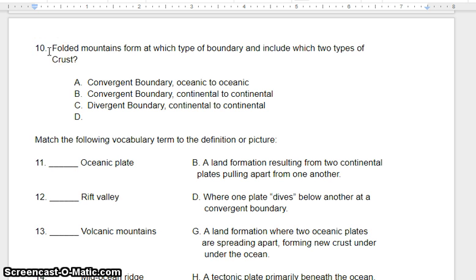Number 10. Folded mountains form at which type of boundary and include which two types of crust? A, convergent boundary, oceanic to oceanic. B, convergent boundary, continental to continental. Or C, divergent boundary, continental to continental. Folded mountains. Where do folded mountains occur?